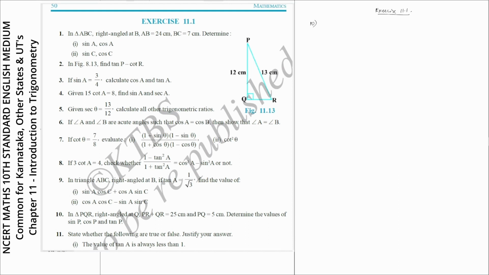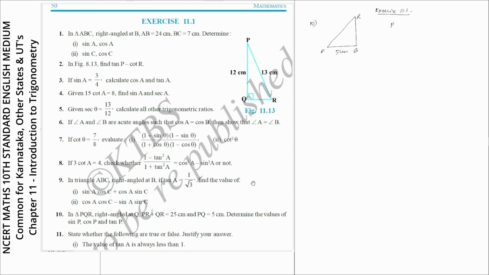Exercise 11.1, question number 10. In triangle PQR, right angle at Q, PR plus QR is equal to 25 centimeter and PQ is equal to 5 centimeter. Determine the values of sin P, cos P and tan P. So the figure is like this: PQR, and PQ is 5 centimeter.